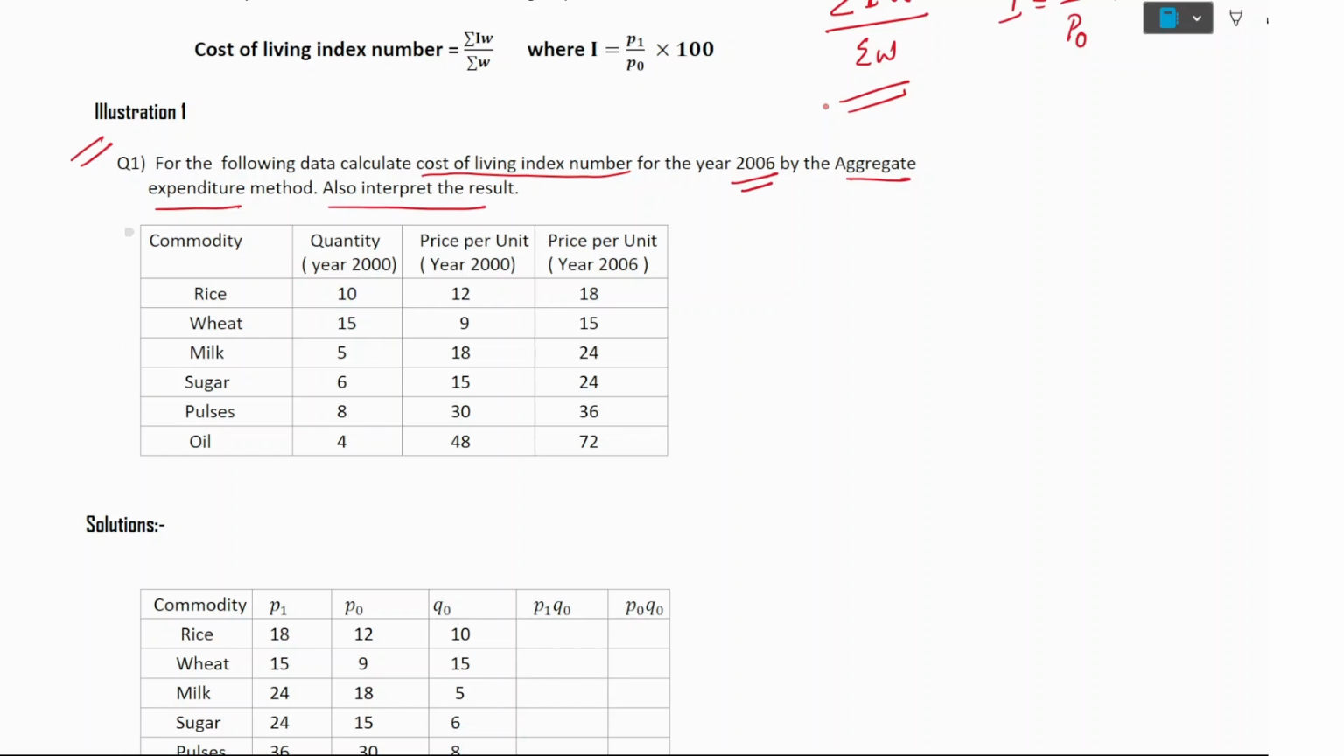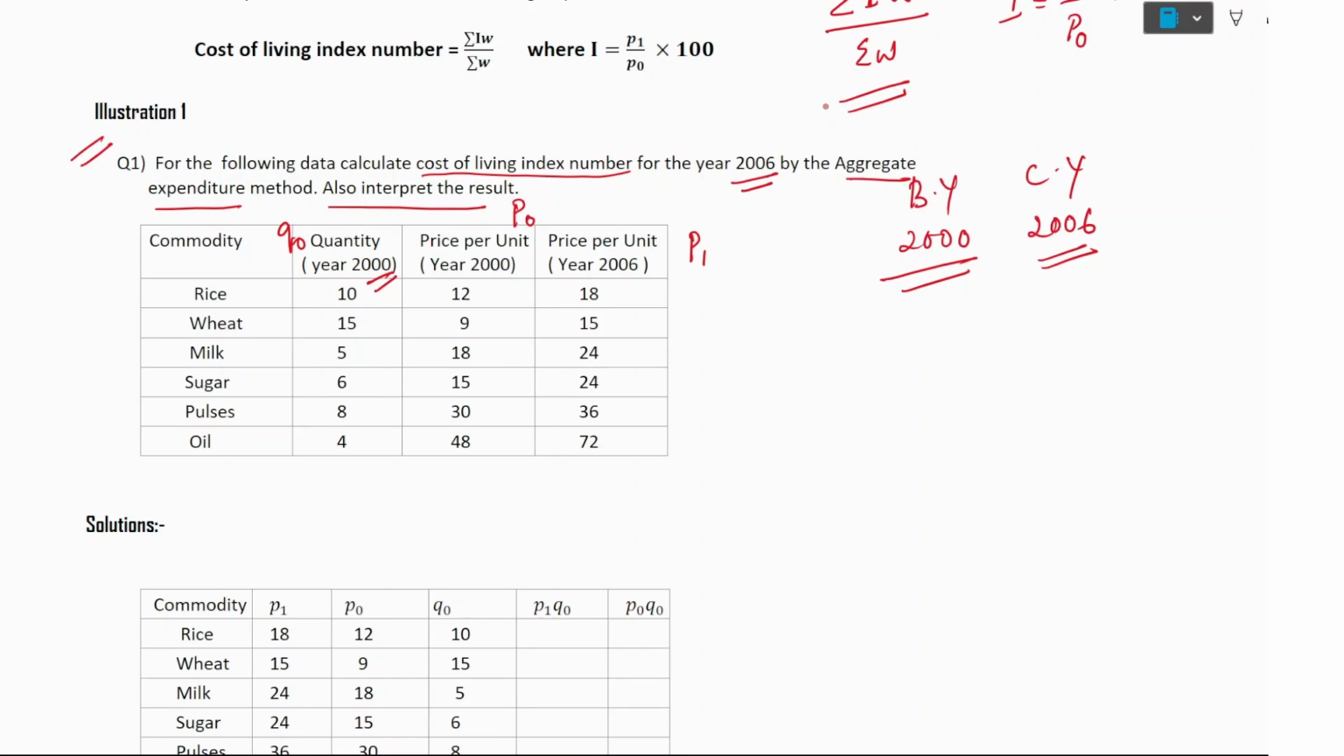Commodity, quantity in year 2000. Quantity is Q0, because it is 2000. That means 2000 is the base year and 2006 is the current year. Now, price per unit: the 2000 price is P0, and the 2006 price is denoted by P1. So there are 4 columns here: commodity, Q0, P0 and P1.